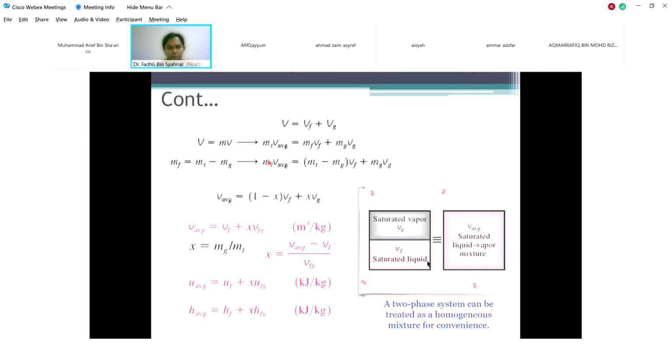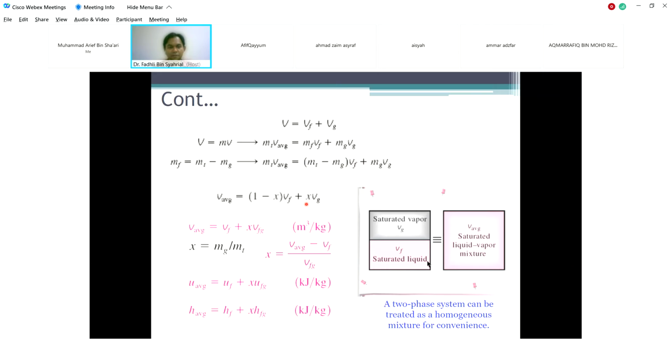So this one remains mt v average equal to mf. This mf we replace with mt minus mg. Then you get mt minus mg multiplied by vf, and mg vg remains as mg vg. Next, simplify this third equation and you will get this one.